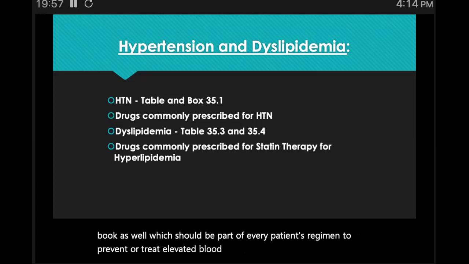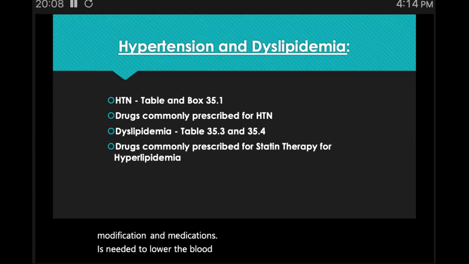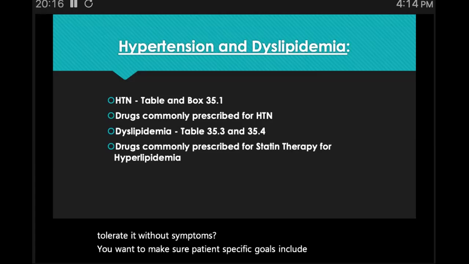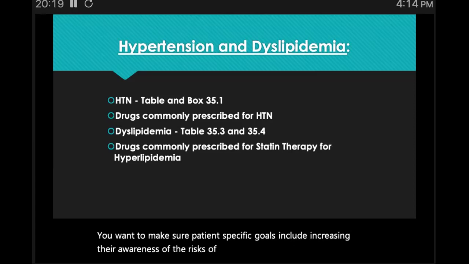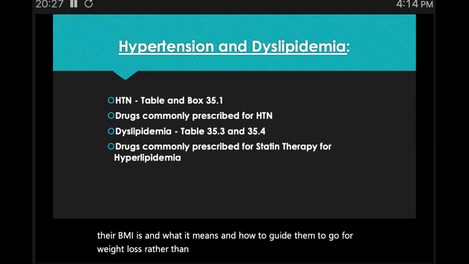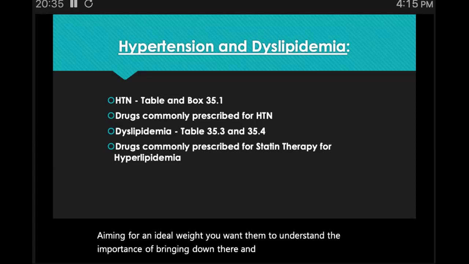You want to make sure that as the patient's primary care practitioner or nurse practitioner, you're working with the patient on a plan of lifestyle modification and medications as needed to lower the blood pressure as much as the patient can tolerate it without symptoms. You want to make sure patient-specific goals include increasing their awareness of the risks of hypertension, understanding what their BMI is and what it means, and how to guide them to go for weight loss rather than just aiming for an ideal weight. You want them to understand the importance of bringing down their BMI and what that means for their health.